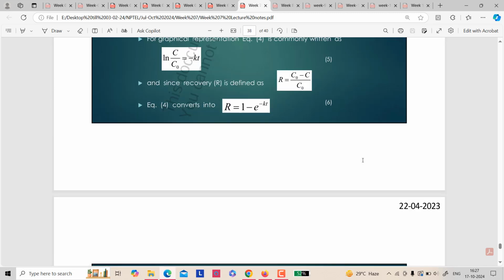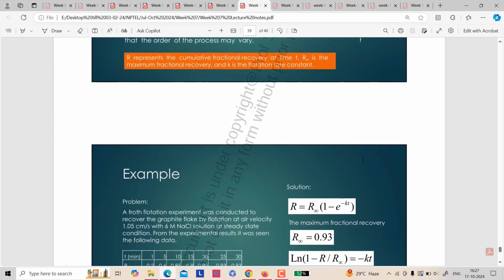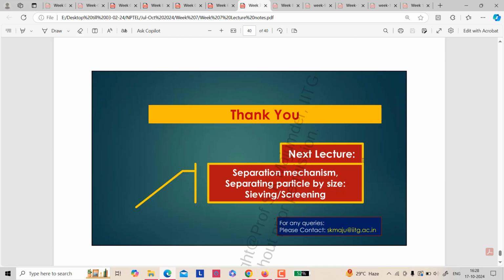So this is the flotation kinetics. If you go through it, you will understand.